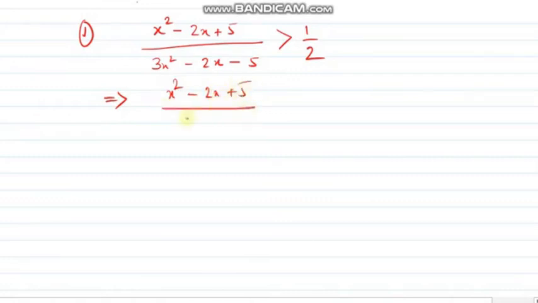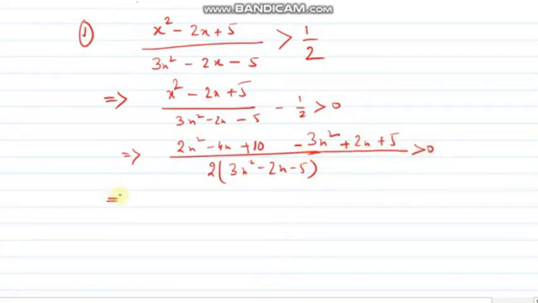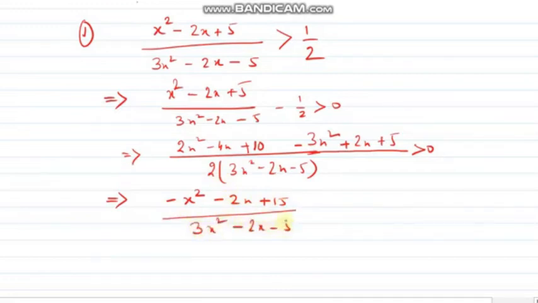What you will do is take all the terms to one side like this, and then do the LCM. If I do the LCM, it will be 2x² − 4x + 10 − 3x² + 2x + 5, right? So this is greater than 0. Now if I simplify, it will be (−x² − 2x + 15) divided by, if I cross multiply 2, it's a constant term, so we can cross multiply that. Please be very careful. This is greater than 0.